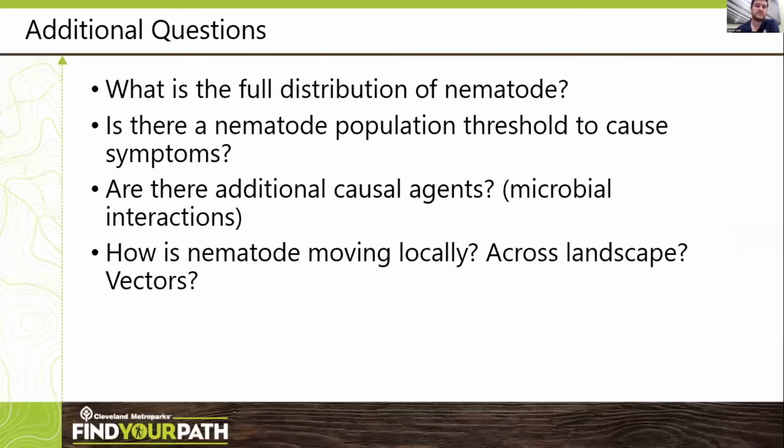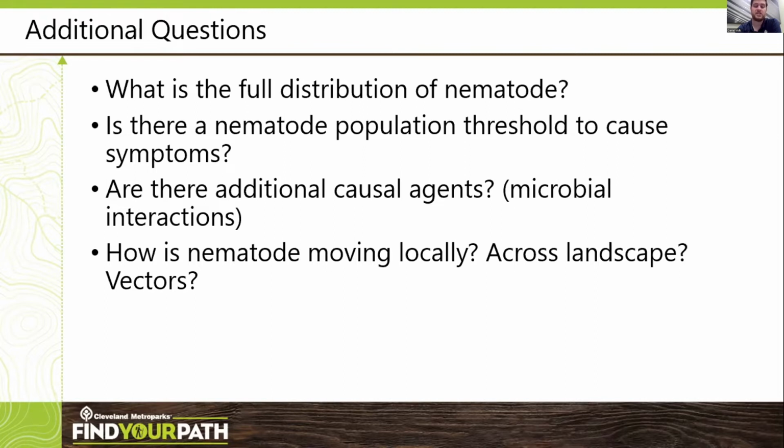Now, unfortunately, that's about all that I'm going to say on the nematode, because there are still lots of questions that we don't have answered. So what is the full distribution of the nematode? Is there a population threshold that needs to be passed? Maybe 10 nematodes don't cause an issue, but 1,000, that's when we start to see those leaf symptoms. Are there additional microbial agents that are involved?